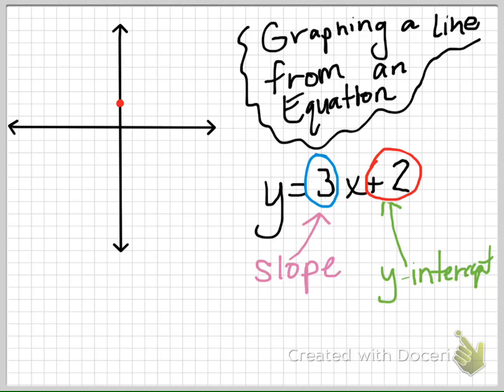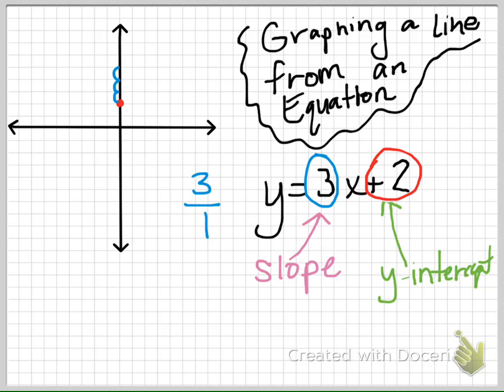The second thing you're going to do is look at the slope. Remember, slope is always rise over run. In this case, we just have the number 3, but we don't seem to have a rise and a run. But remember, you can make any number into a fraction just by putting a 1 underneath it. So we really have a rise of 3 and a run of 1. We're going to start at the y-intercept point that we put on there, and rise 3 and run 1.